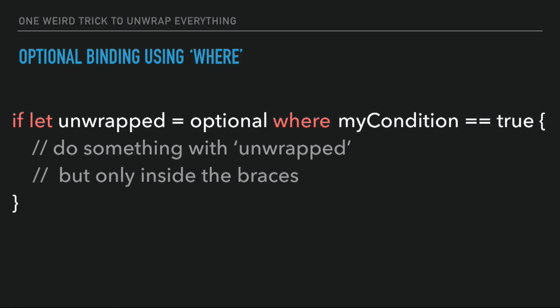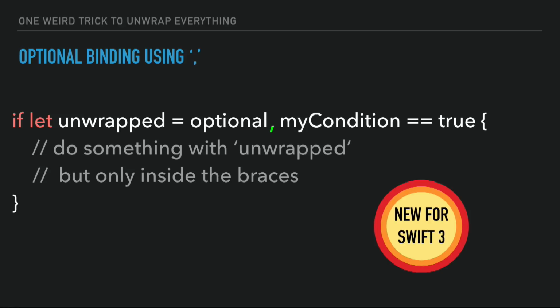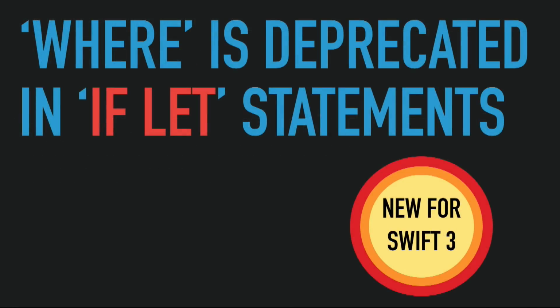All right. You can also do conditionals. Not just if let. You can say, okay, unwrap this, but only if this condition is true. Here's the trick, though. That acts like an and right now. It's actually being pulled out of Swift 3, and it's now just a comma. So it's a little more consistent with the previous example. If you're doing Swift 2 right now, you can use where. Otherwise, it will tell you, no, you got to change that. So just restating it: where is deprecated in if lets in Swift 3. It'll tell you.